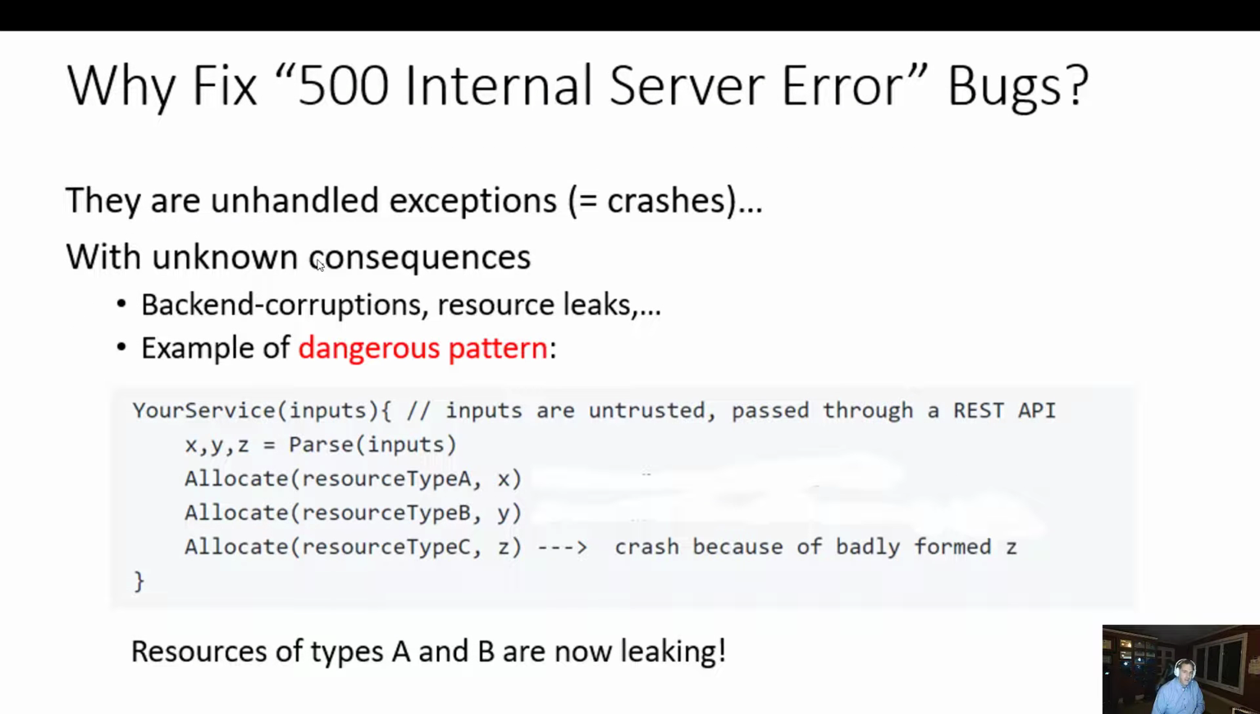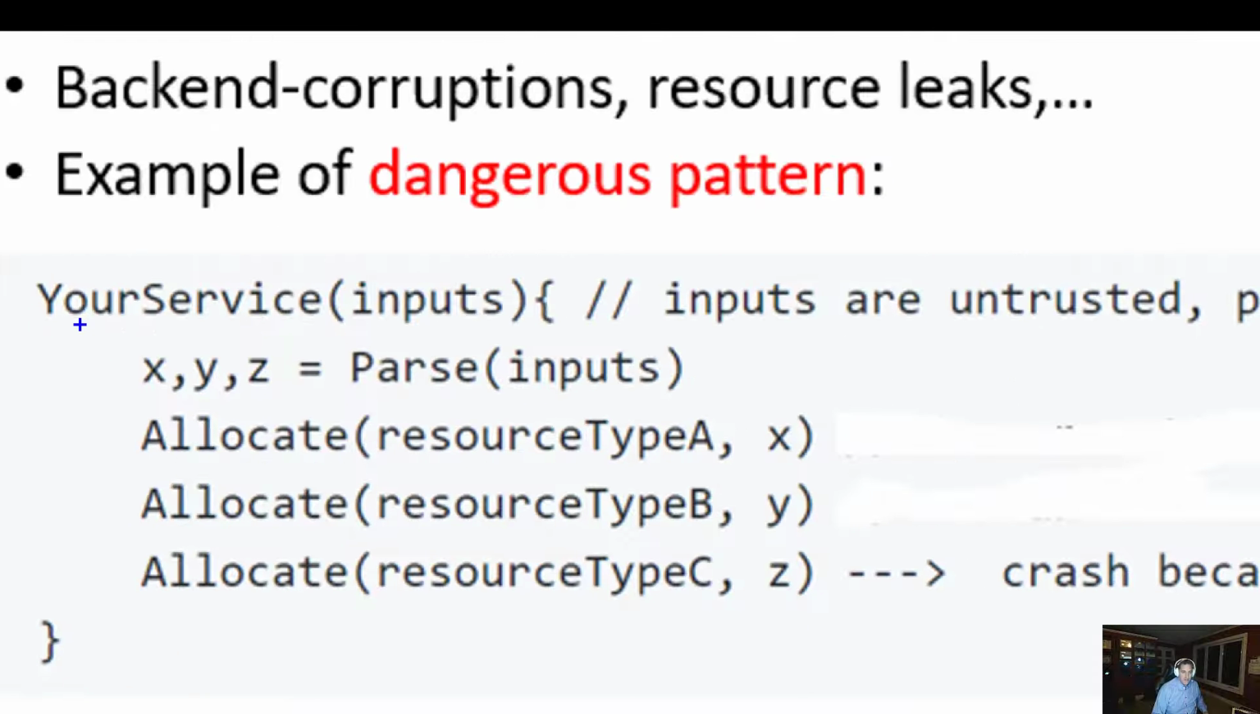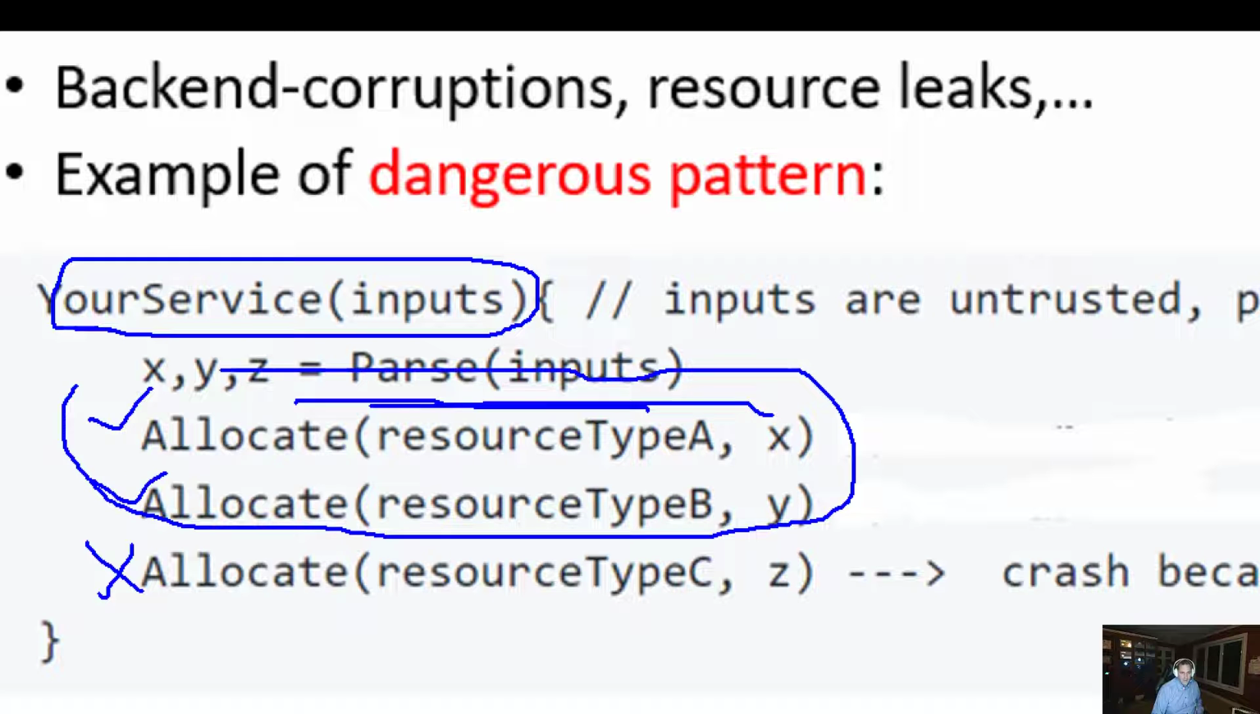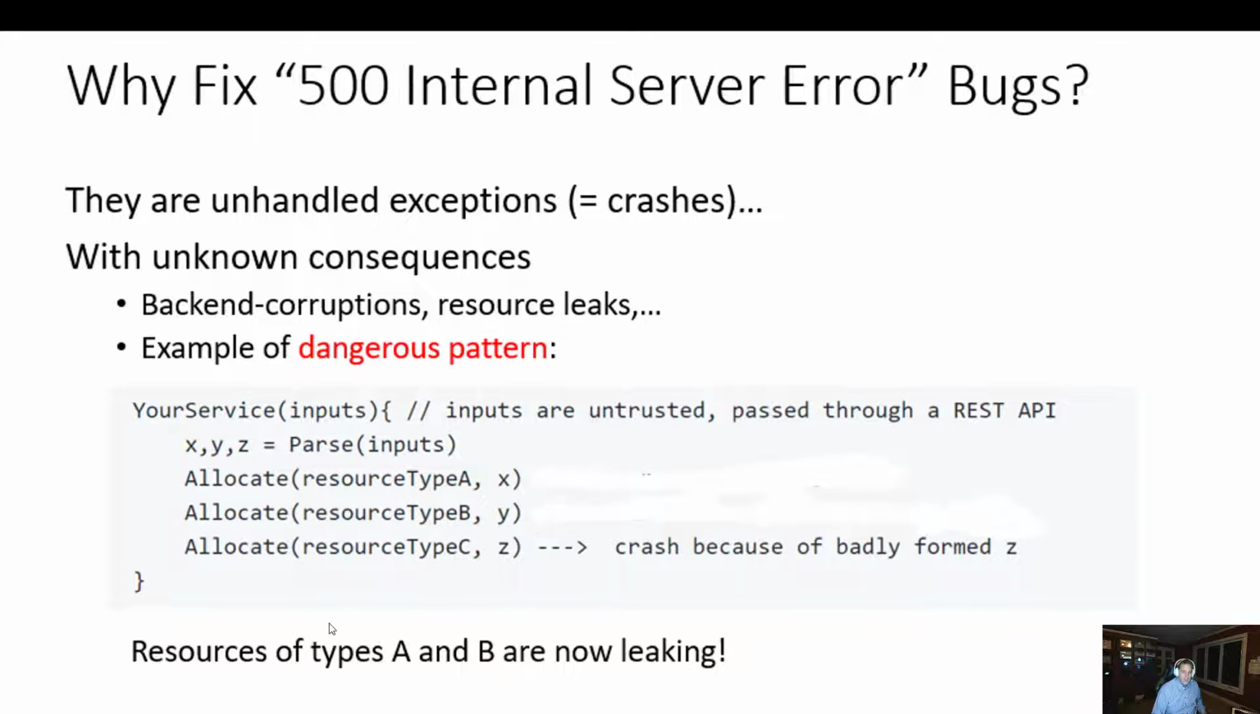A couple of examples here. Why would you fix a 500 internal server error? Backend corruptions and resource leaks. Quick example: you've got a service that takes in an input. That input gets parsed and passed in, and then the first allocation works, the second works, the third one doesn't. What happens to the two allocations that succeeded? What you've got is resources A and B leaking. That's what's going on behind the scenes, and that is problematic in your API.